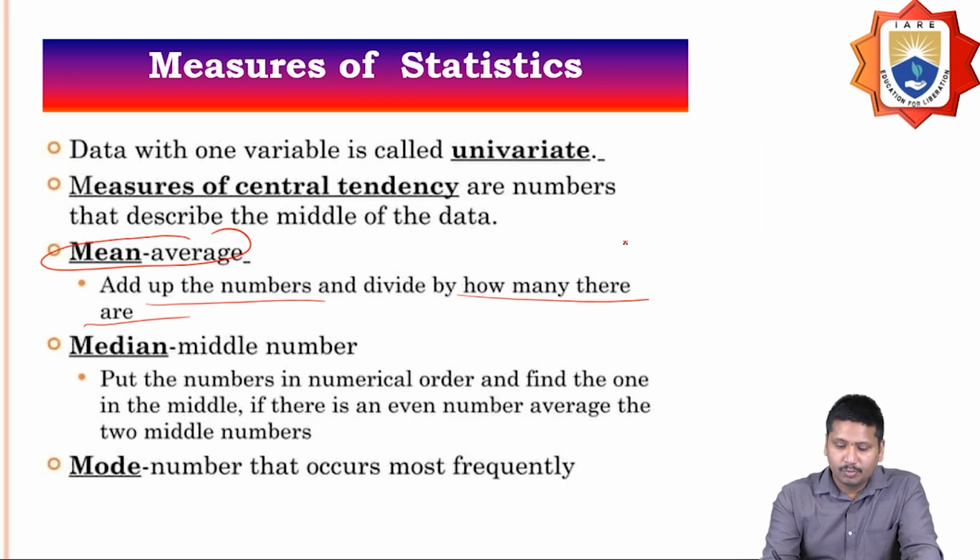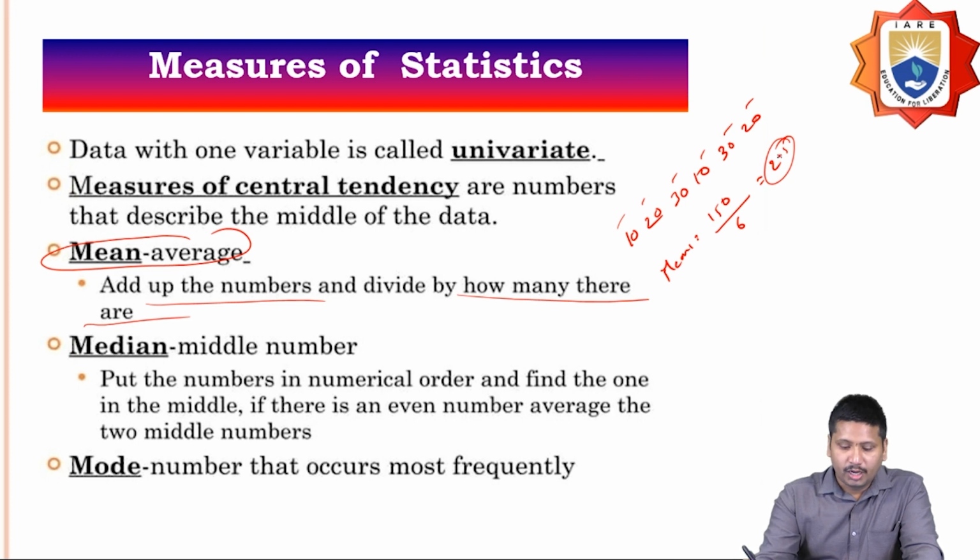Let's try an example, like 20, 30, and so on. To calculate the mean, we sum all these numbers: 36, 90, 100, 150, and how many numbers are there? 6. So this should be the mean, which we can calculate like this.